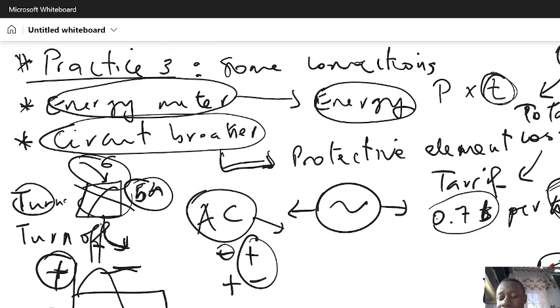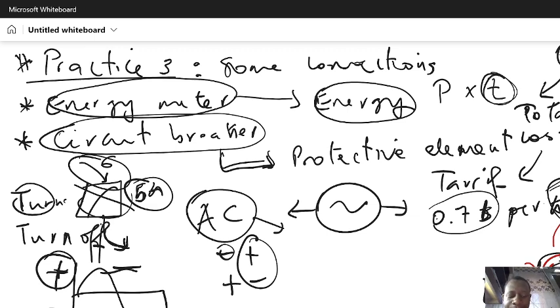But since the voltage or current here is AC, I can also put my live here and my neutral here. Why? Because sometimes the positive can be here and the negative here, and sometimes the positive can be here and the negative there. Because it is AC, the polarity changes.